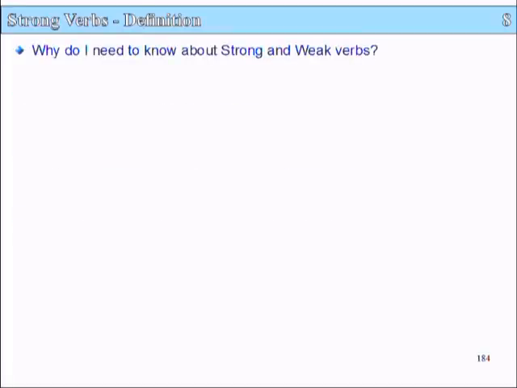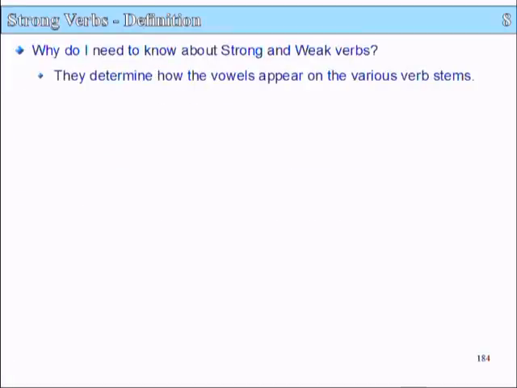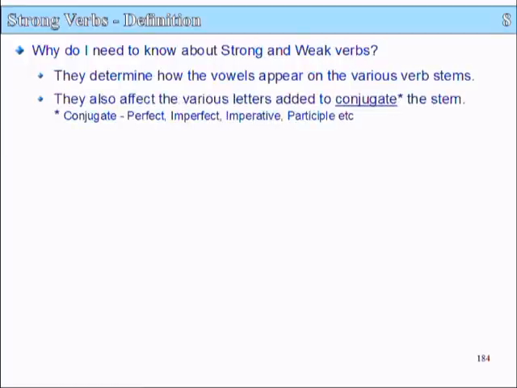So why do we need to know about strong and weak verbs? Well, they determine how the vowels appear on the various verb stems. And they also affect the various letters added to conjugate the stem. Now the word conjugate simply refers to whether they are a perfect or imperfect, imperative, participle, jussive, and so on and so forth.